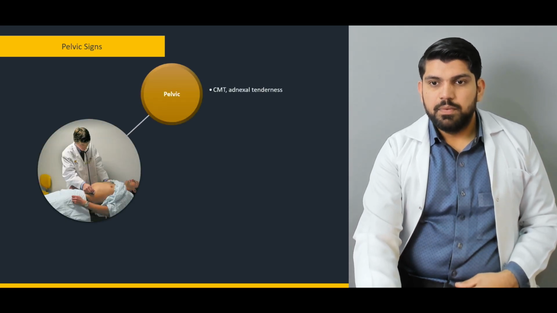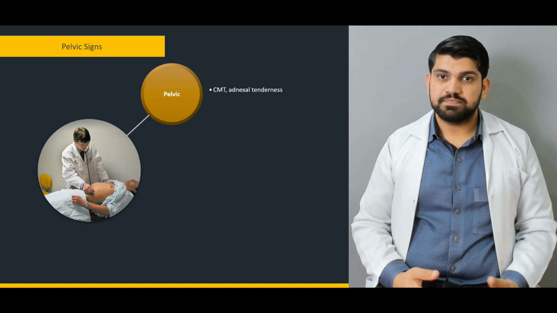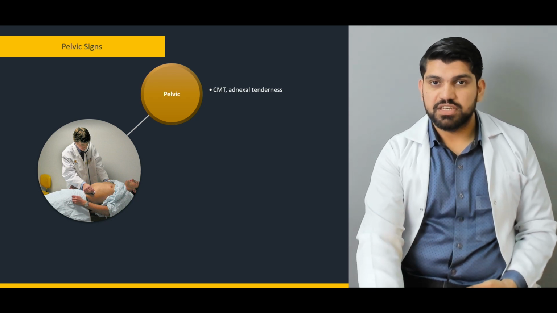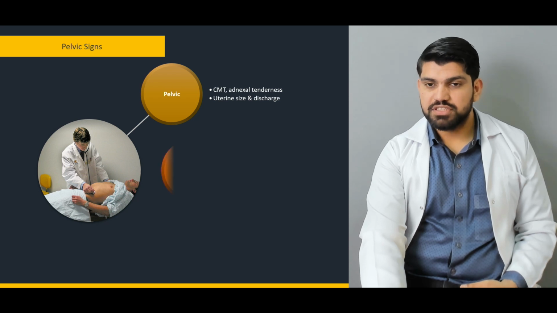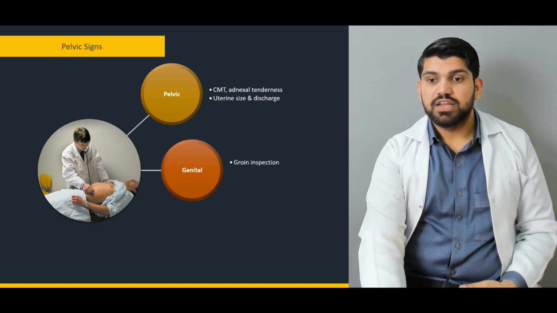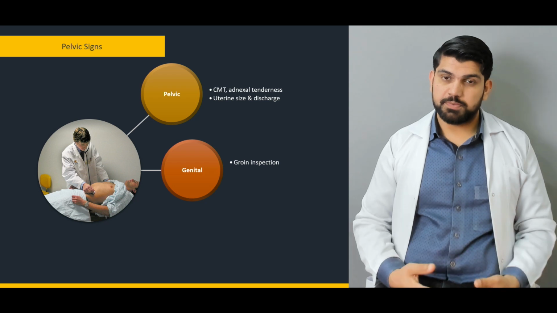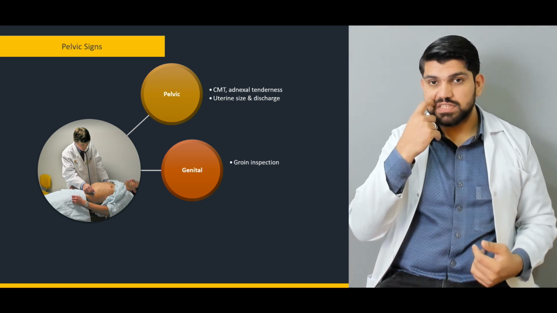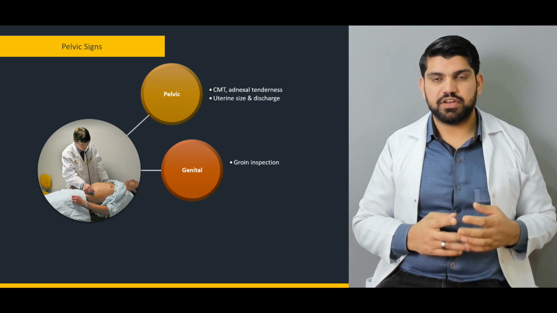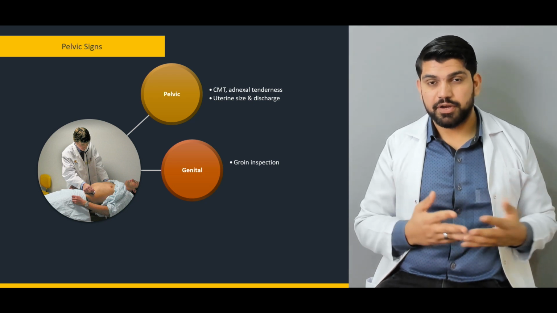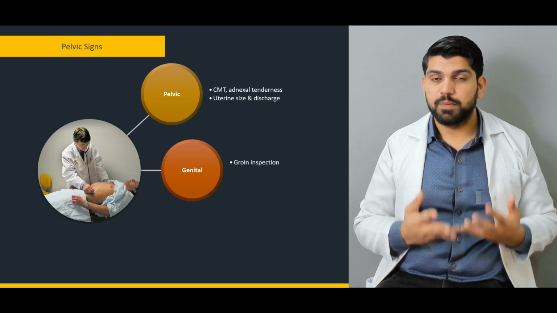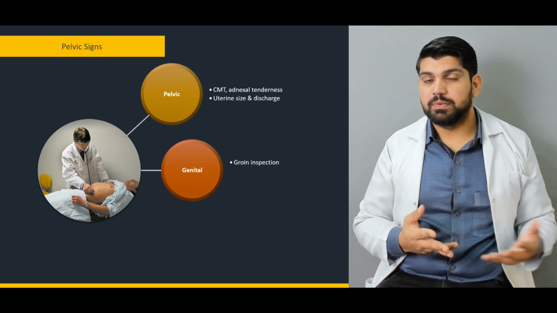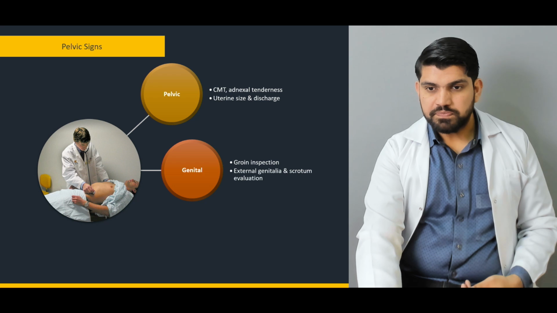So, pelvic signs, where adnexal tenderness is an important manifestation during palpation. Uterine size or any discharge. With genital, go for a groin inspection. For example, in males with uncomplicated urinary tract infections, you can have left epididymo-orchitis or scrotal swelling. So this can help you identify any problem in the genital region.